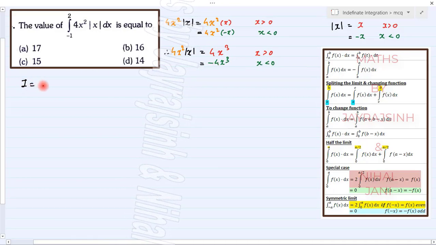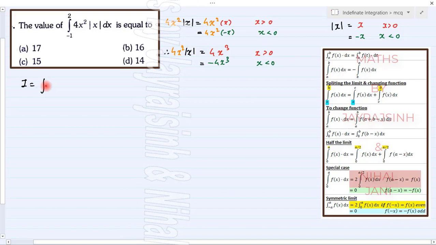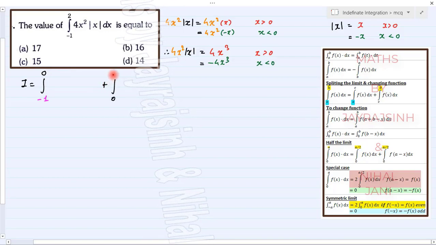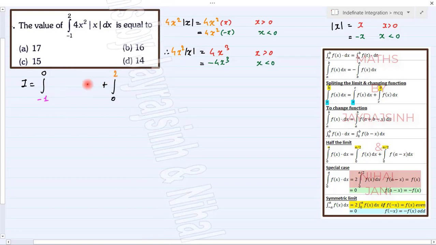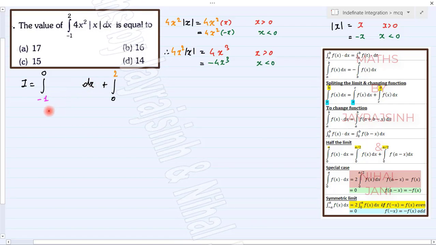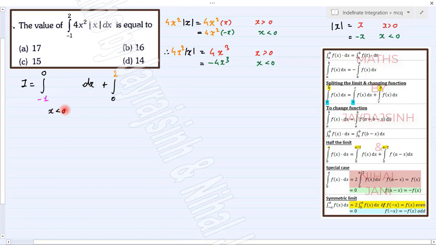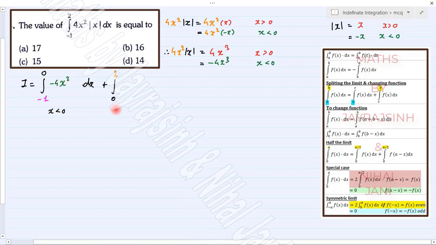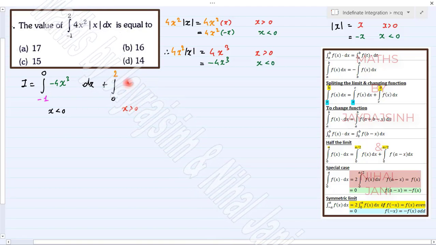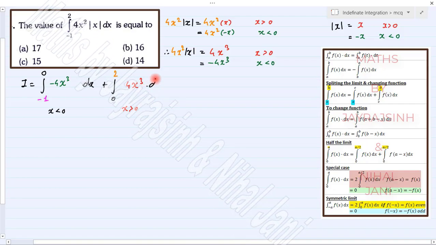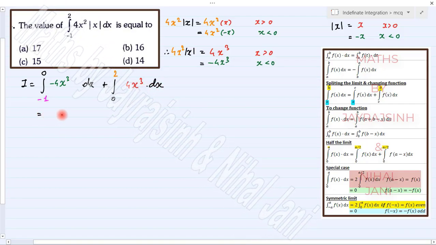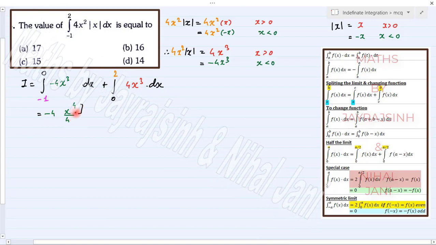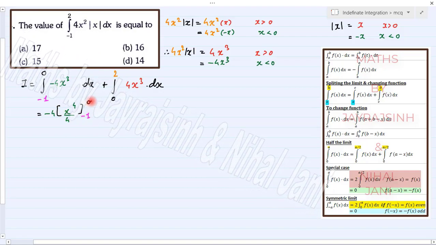Now let's integrate our function. We have to split the integration from -1 to 2 into -1 to 0 and from 0 to 2. Now we know that from -1 to 0, your x is less than 0, so your function will be minus 4x cube. And for 0 to 2, your x is greater than 0, so your function must be 4x cube. So we are ready for integration. -4 will be as it is. Integration of x cube will be x raised to 4 by 4. Limit is from -1 to 0.